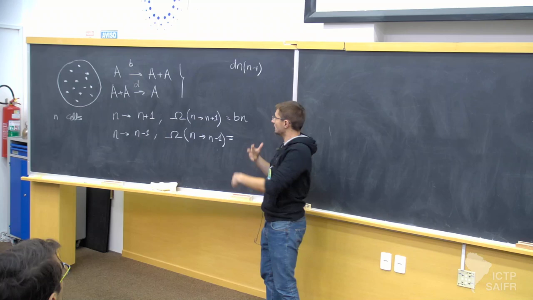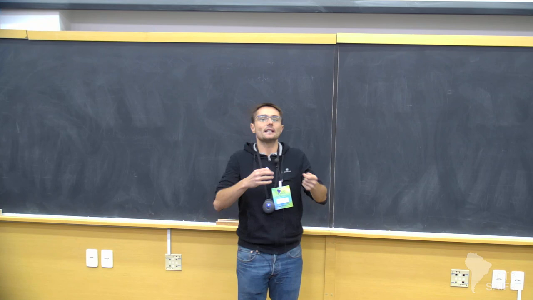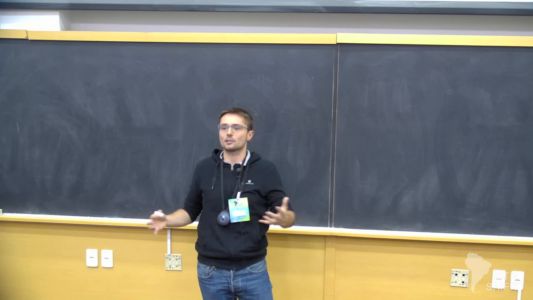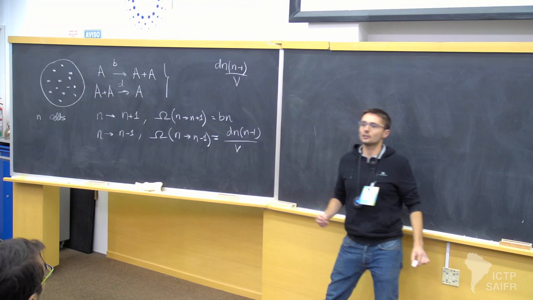And that's proportional to the density of cells that we have around, right? Because it's not only how many cells there are around me, but also in which space they are distributed, basically, the volume that is around. So we all agree on this at this point?